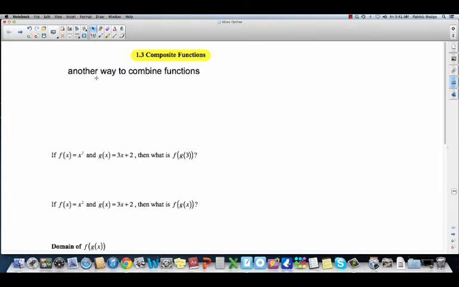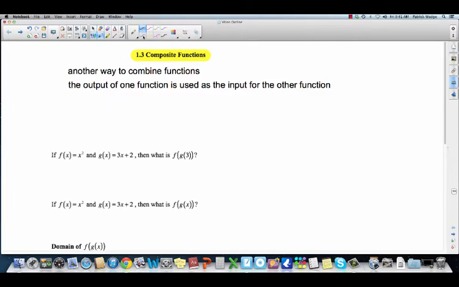Basically, the way a composite function works is you take two functions. You can actually take more than two as well, as we'll see, but let's just talk about two for a second. You take two functions, you find the output of one function, and then you use that as the input for the second function.